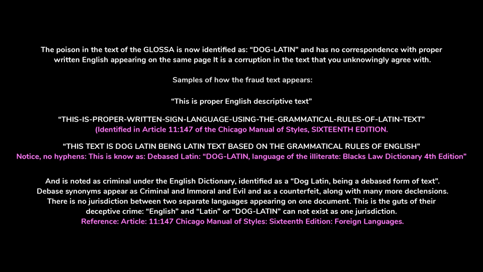Black's Law Dictionary, 4th edition. And is noted as criminal under the English Dictionary, identified as a Dog Latin, being a debased form of text. Debased synonyms appear as criminal, immoral, evil, and as a counterfeit, along with many more declensions. There is no jurisdiction between two separate languages appearing on one document. This is the guts of the deceptive crime. English and Latin, or Dog Latin, cannot exist as one jurisdiction. Reference, Article 11.147 Chicago Manual of Style, 16th edition, Foreign Languages.